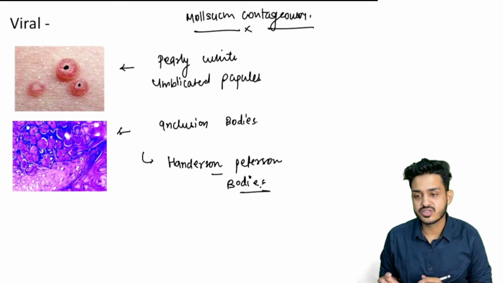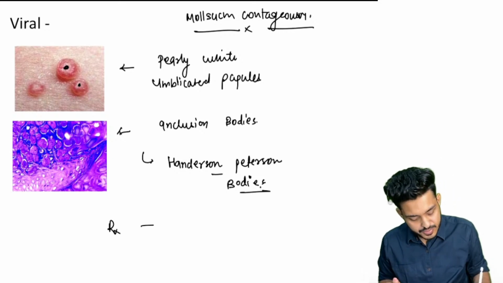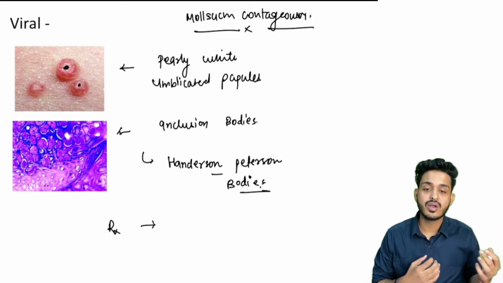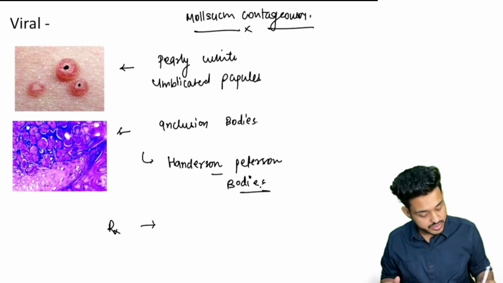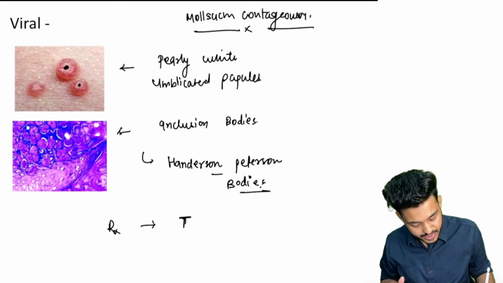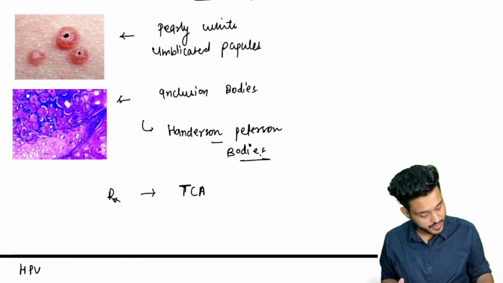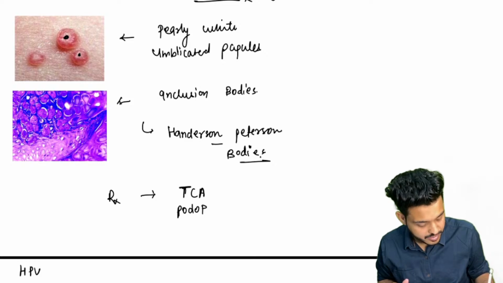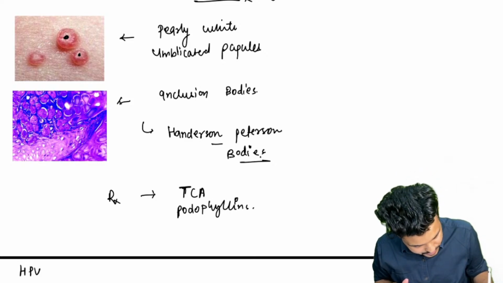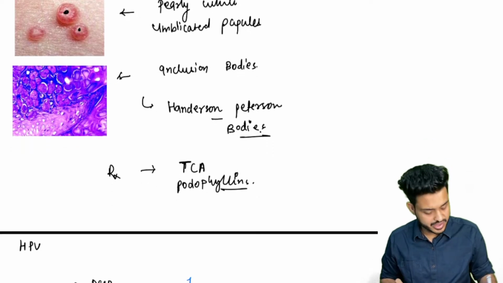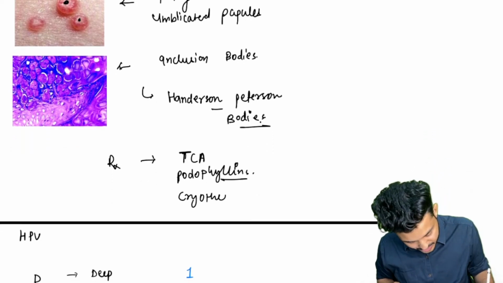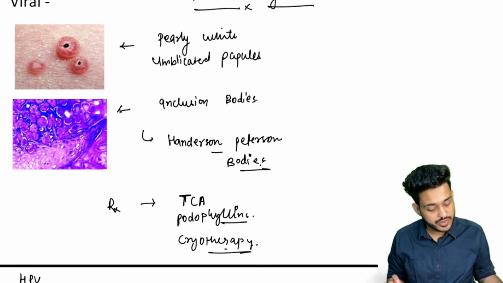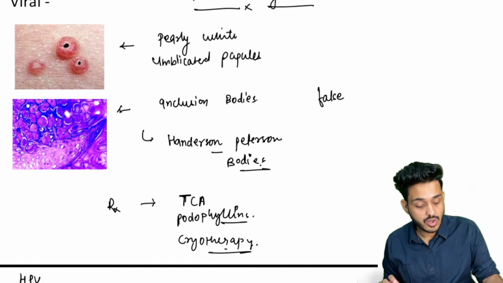How are you going to treat this situation? कैसे treat करोगे? So basically it is a viral infection, बच्चे में हो जाता है immunity कम होने की वजह से. So how are you gonna treat, you're gonna use TCA. Okay, TCA. You can also give podophyllotoxin, and you can also use cryotherapy. Nowadays you can use cryotherapy. What you will see here, you will see Koebner phenomenon.